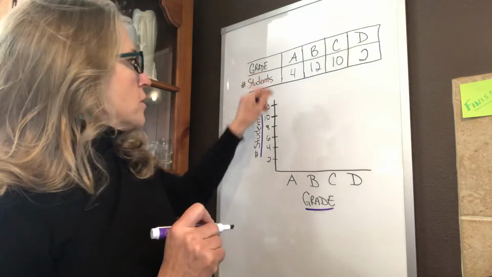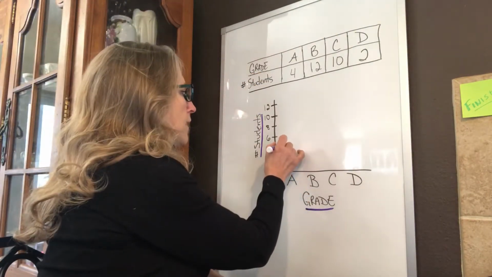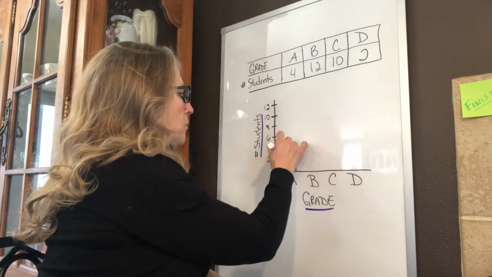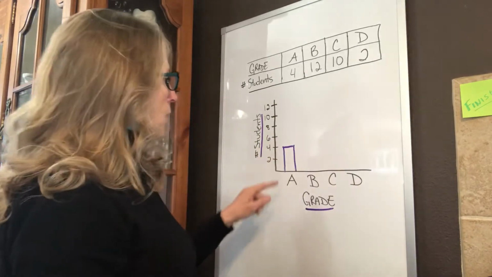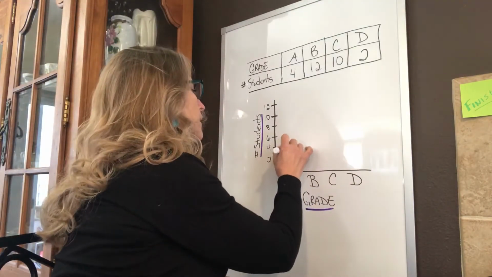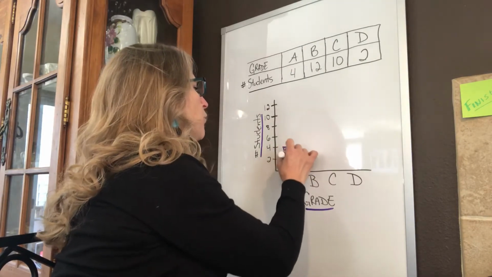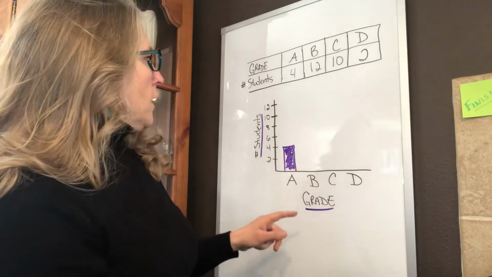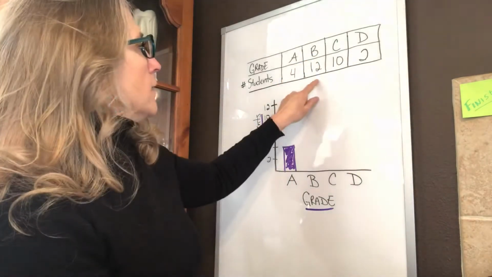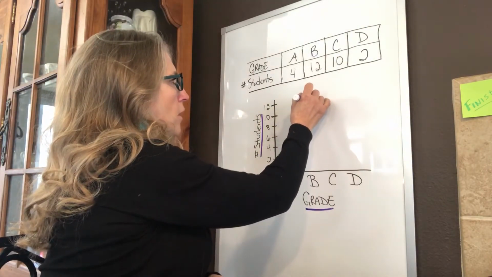So first, in the category of A, I had 4 students, right, that got an A on the test. And so for my bar chart, I would put a bar in here that represented the category of A and that 4 students got A's on their test. And then I would fill that in. You guys have seen these before, and I think you've done these before. And then if I look at my B on my data table, I know that I have 12 students that got B's.